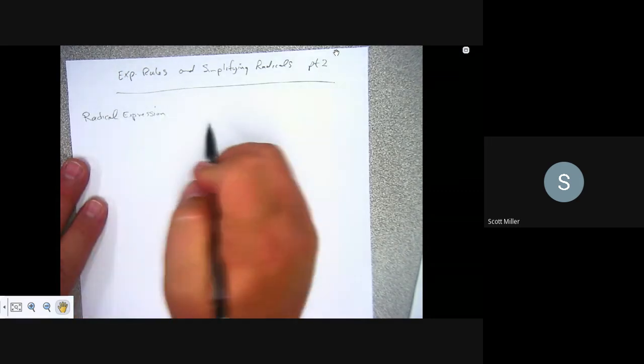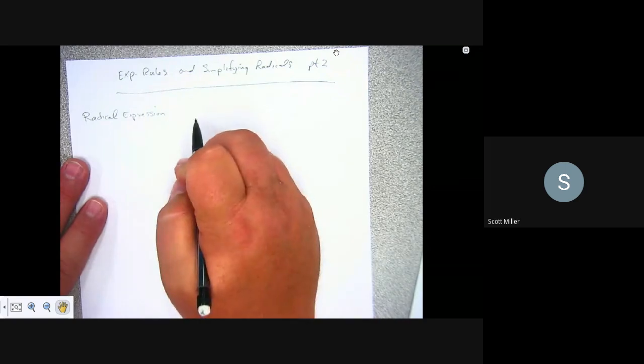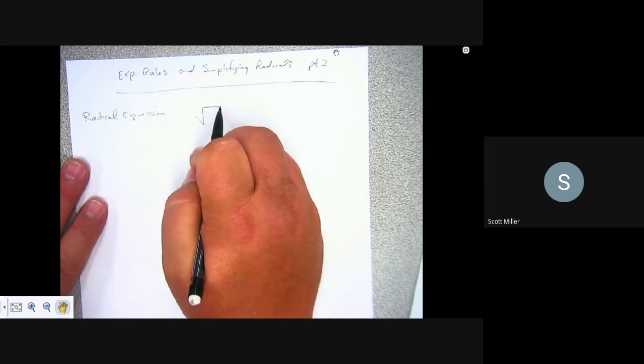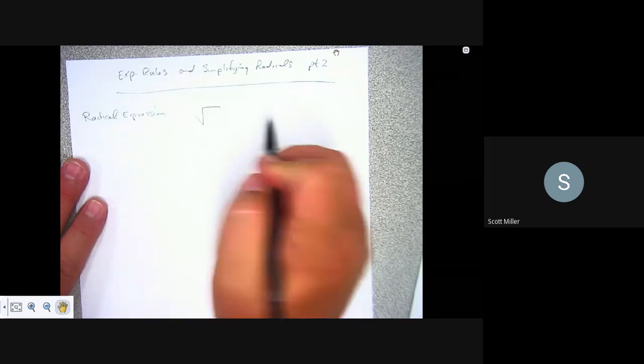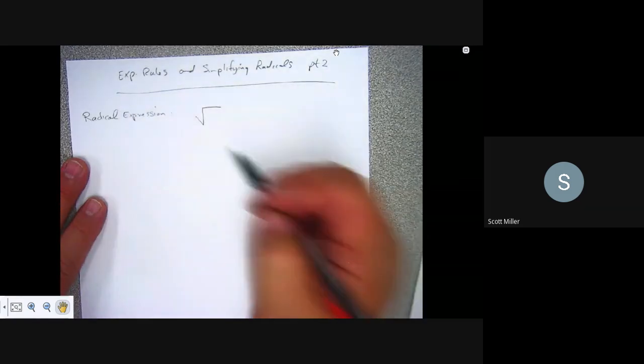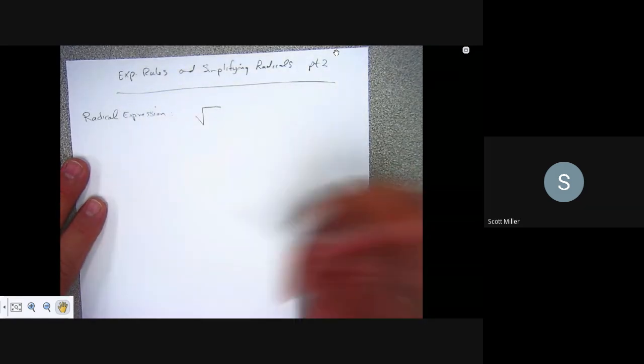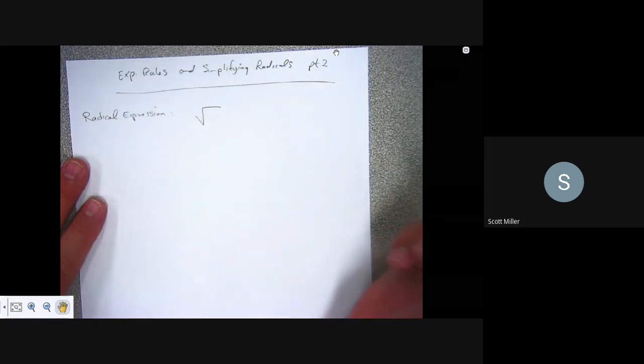A radical expression is something that looks in this family right here. You'll have this symbol. Most of you recognize this as a square root symbol, but it's actually a radical. You are beyond the square root. The square root is only the very first radical. There is an infinite number of radicals in that family.